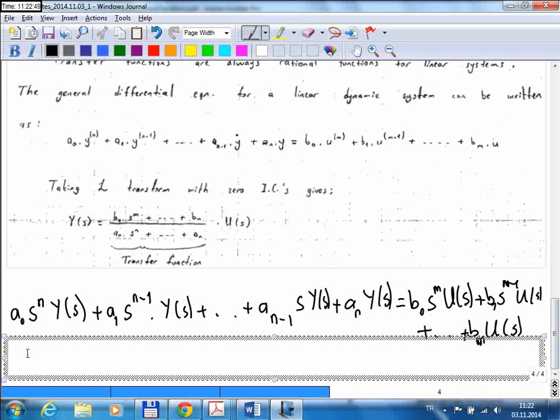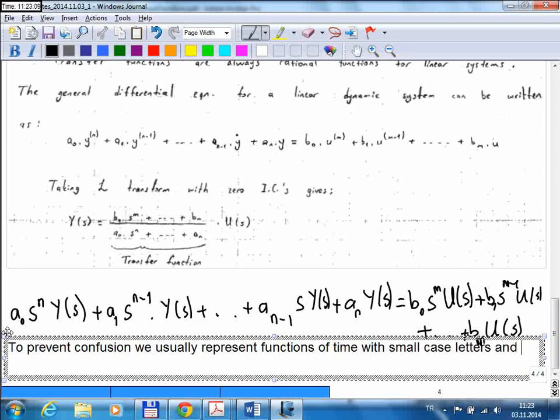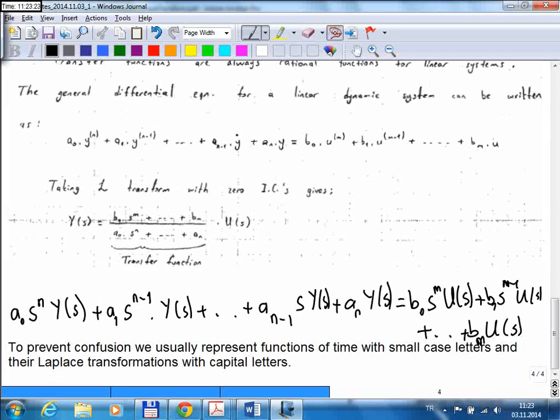Let me just put a small note here. To prevent confusion, we usually represent functions of time with small case letters and their Laplace transformations with capital letters. So we represent the output of the system as a function of time with small case y, but once we take the Laplace transform, that becomes a capital Y.